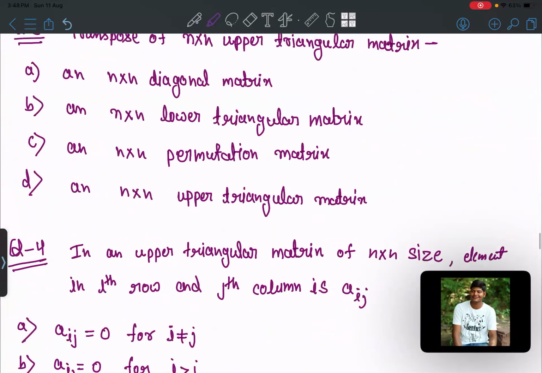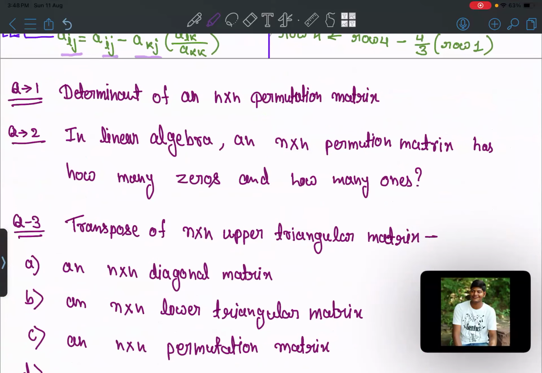Now we'll first try to solve some objective problems. Then we'll try to make the program for the Gauss elimination method. The first problem is: what will be the determinant of an n cross n permutation matrix? Can you please answer what the determinant of an n cross n permutation matrix will be?